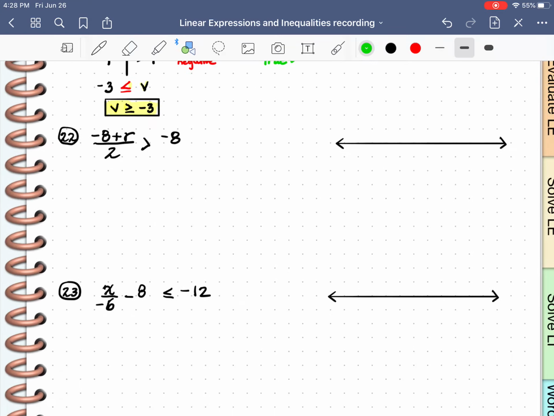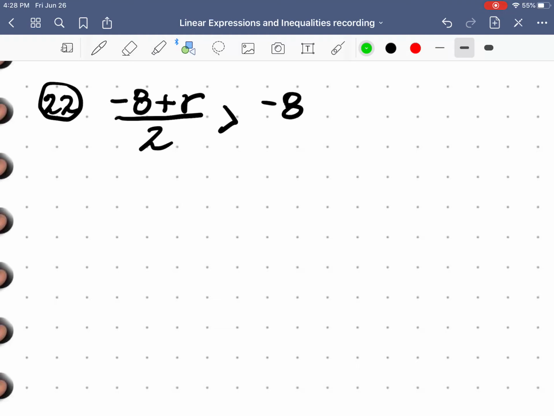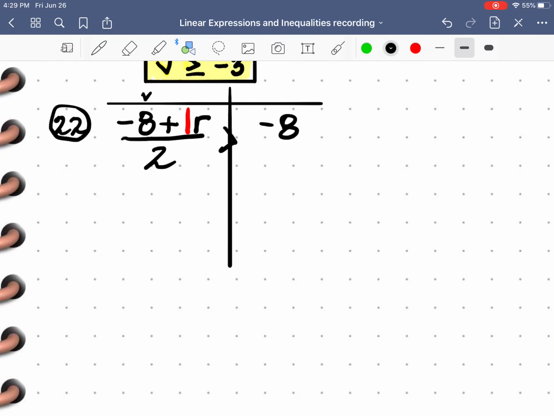Okay, number 22 is another one of those really tough ones. This one is not an easy problem. But if you were in the class today, we saw several of these, so hopefully they're getting a little easier. The first thing I'm going to do is to put a 1 in front of my r. This one has no parentheses, so it is definitely solvable right here. And the variable side is the left, so this is in standard form. And the constant is over here.